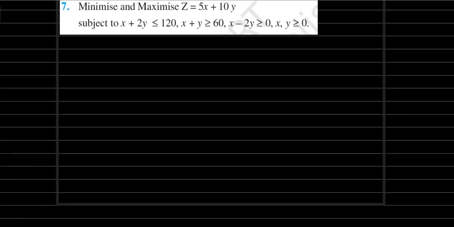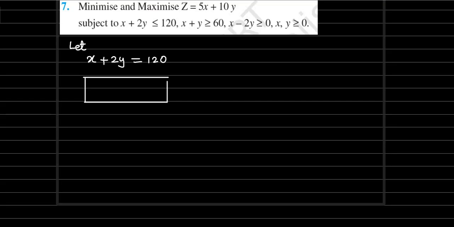The given first inequality is x plus 2y less than or equal to 120. I'm going to convert this into an equation and draw the line x plus 2y equal to 120 in the graph. To draw the line, minimum how many points are required? Minimum 2 points are required.